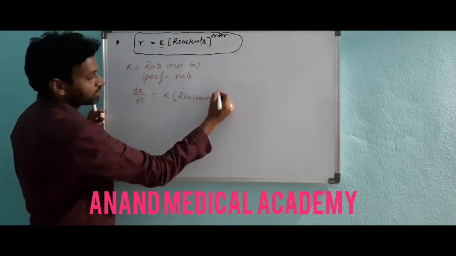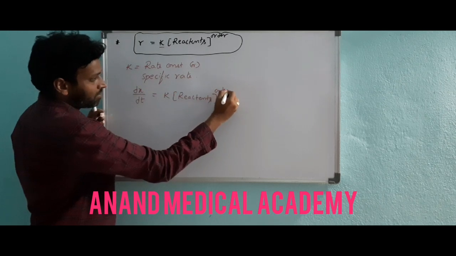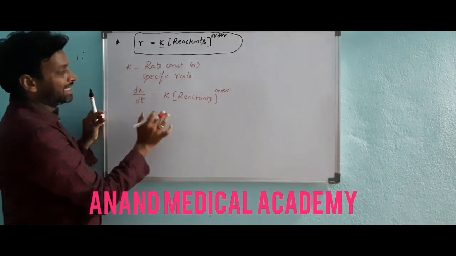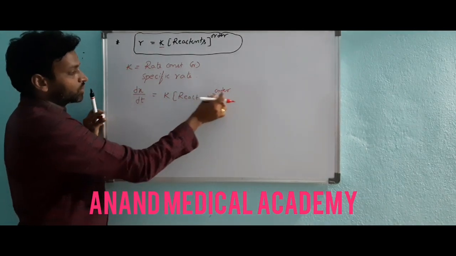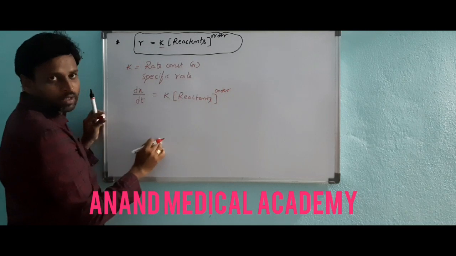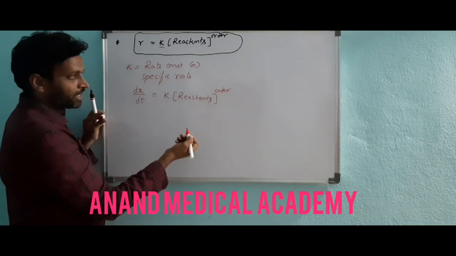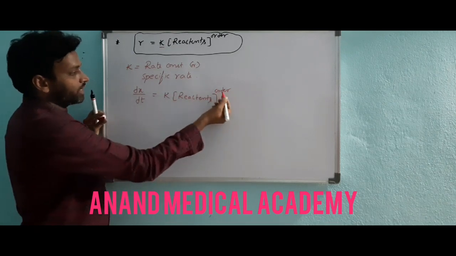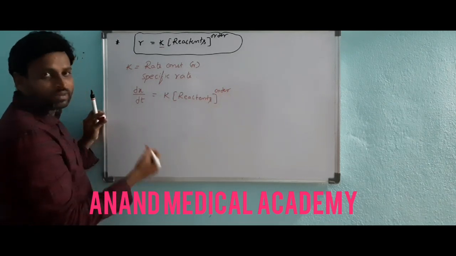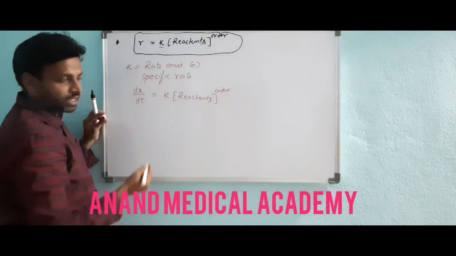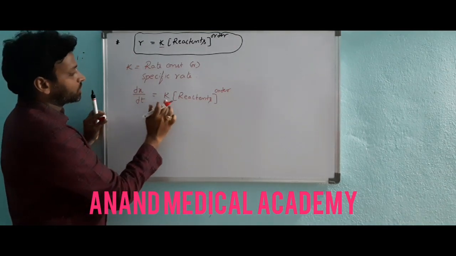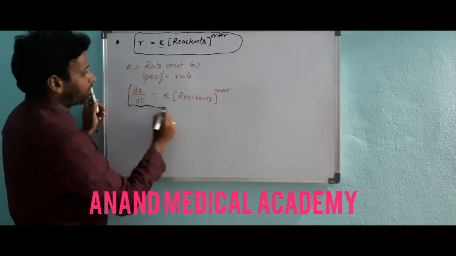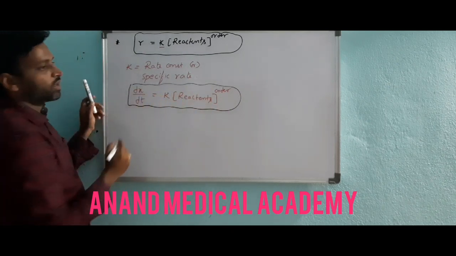power order. Order means the sum of the powers of the concentration terms in the rate law, I told you. For a particular reaction, those powers of the reactants we have to take. How to determine them, I gave previously also: if it is 1, if it is 2, if it is 3, they are called order. So dx by dt is equal to K into concentration of reactants power order. This is what we have.